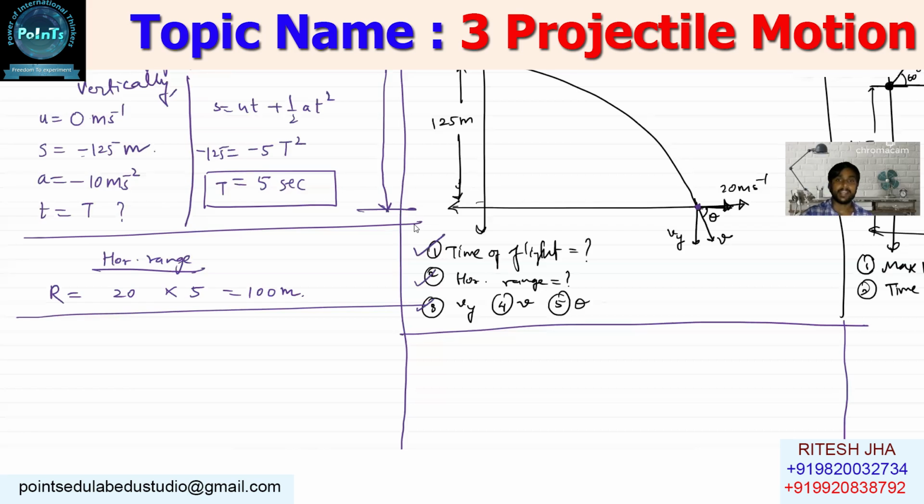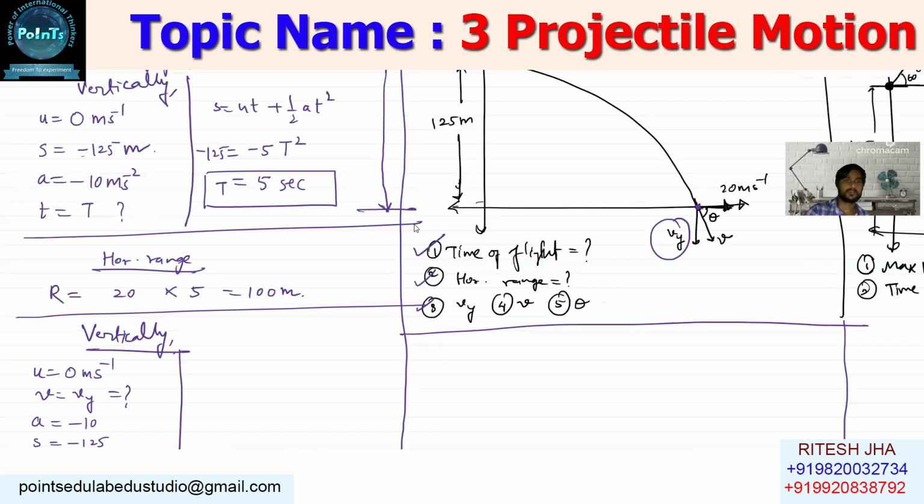The next thing is determining Vy. How to determine Vy over here? Vy is the vertical dimension, so we'll be considering the vertical motion. Vertically, what is the initial speed? Initially 0. Final speed is Vy that we want to find out. We are given A equals negative 10, displacement is minus 125, and T is 5 seconds. Which formula to be used?